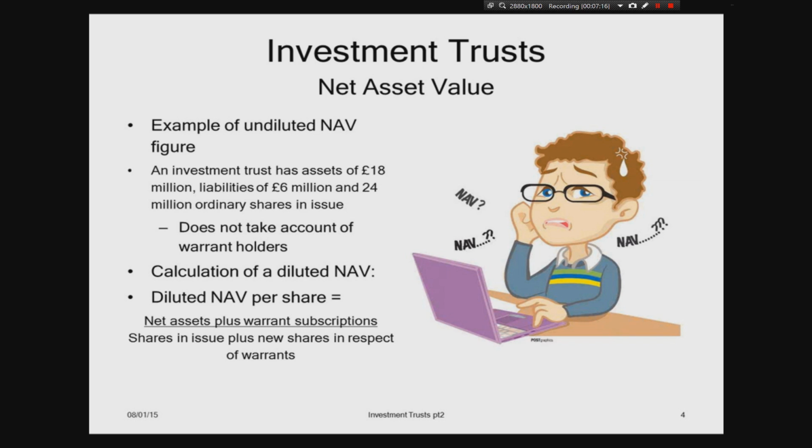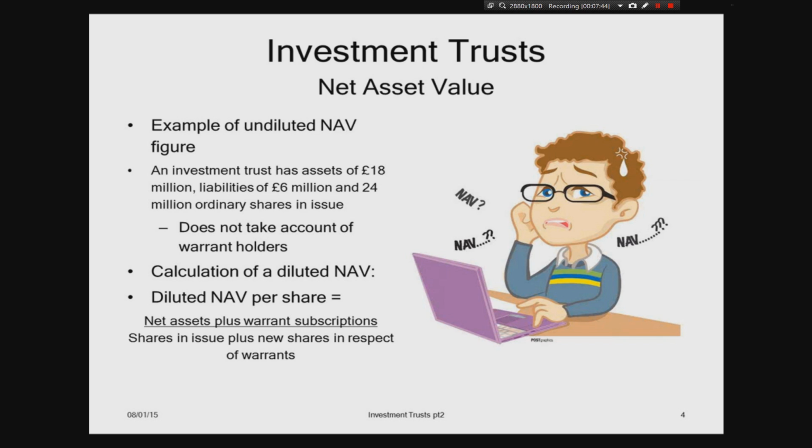This figure, however, as I've said, is what is called an undiluted figure, in that it does not make any allowances for warrants in issue. In order to allow for warrant holders taking up their subscription, the subscription price is added as an asset and the new shares deemed to have been created. I haven't got time today to go into warrants. I'll maybe cover that off at another time.